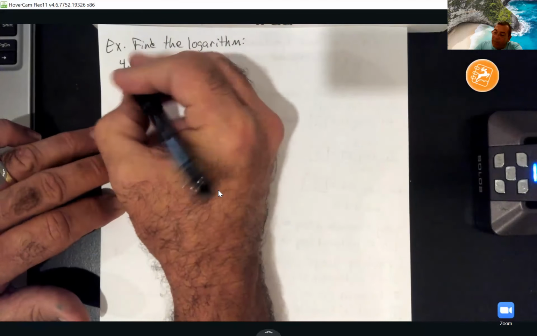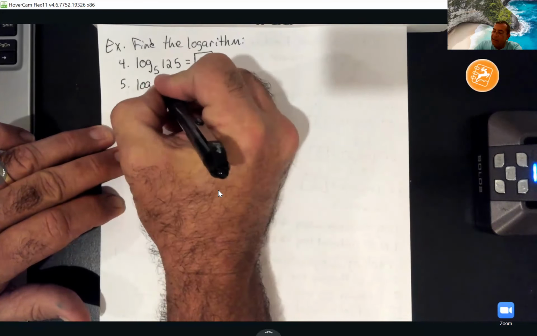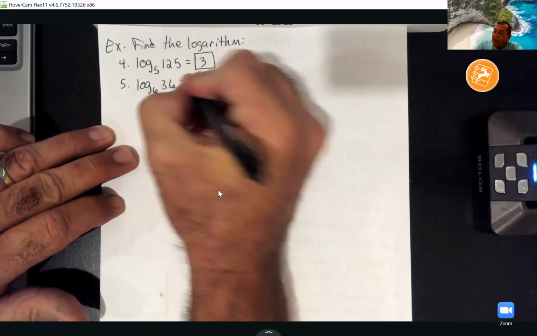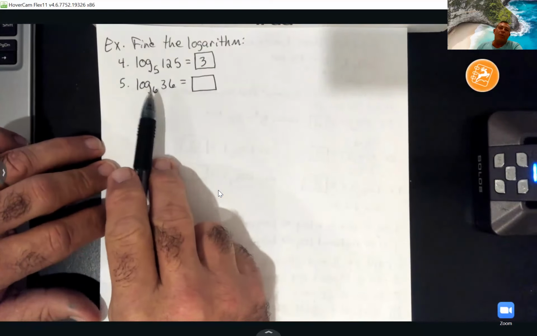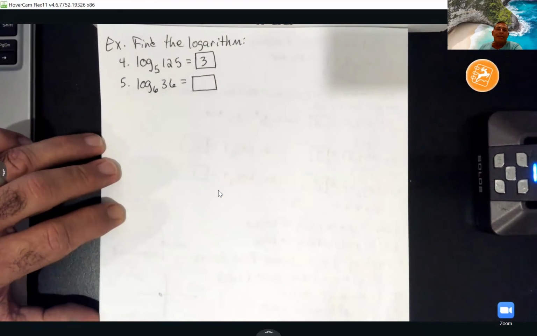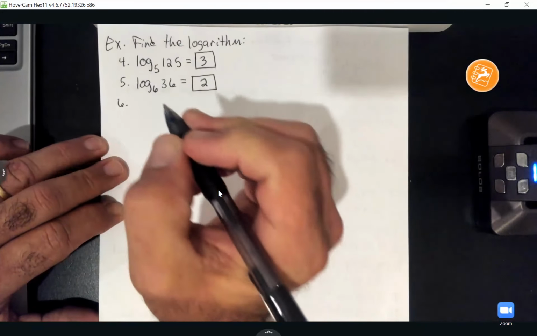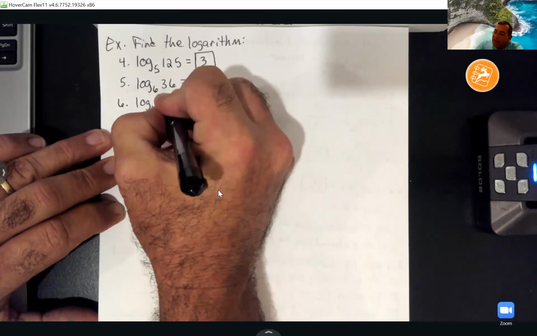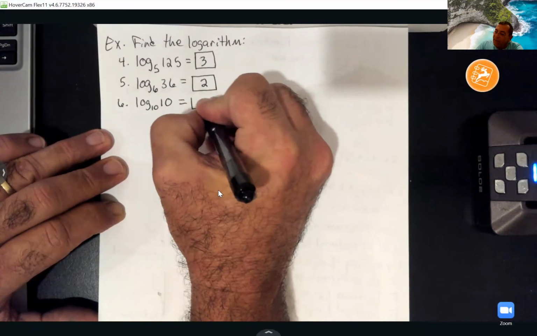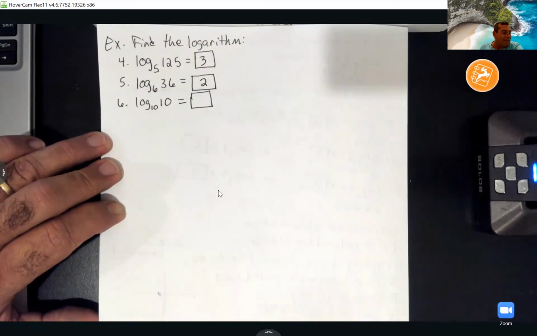So that was 3. So continuing on, log base 6 of 36. Now, a lot of these, y'all don't have to have the calculator. How many times you going to multiply that 6 to get me a 36? 2. How about a log base 10 of 10? 1.